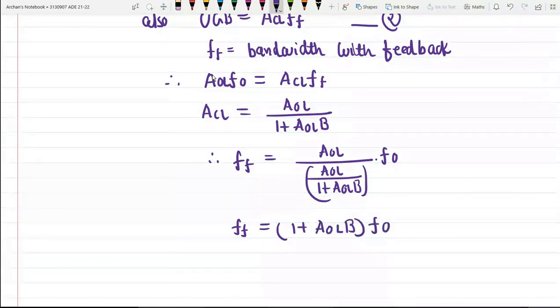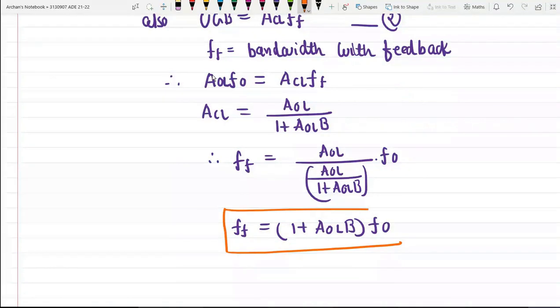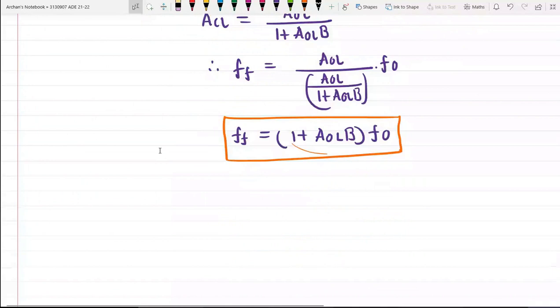Okay, so this is my bandwidth with feedback, and as you can see, bandwidth with feedback increases by this much amount. Okay, 1 plus AOL times B. So the bandwidth of a non-inverting amplifier with feedback is equal to 1 plus AOLB times the bandwidth without feedback. Again we have a disadvantage, we are increasing the range of frequency for linear operation of the operational amplifier.